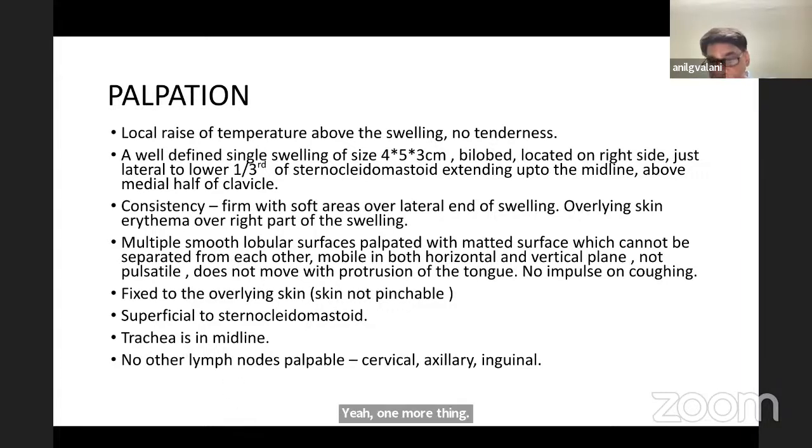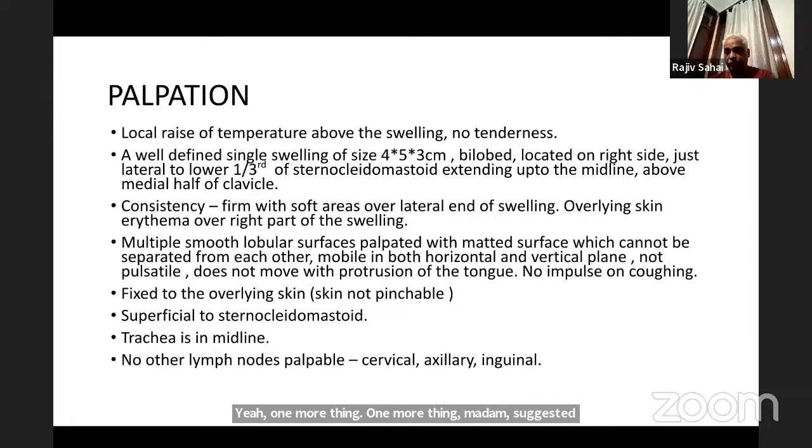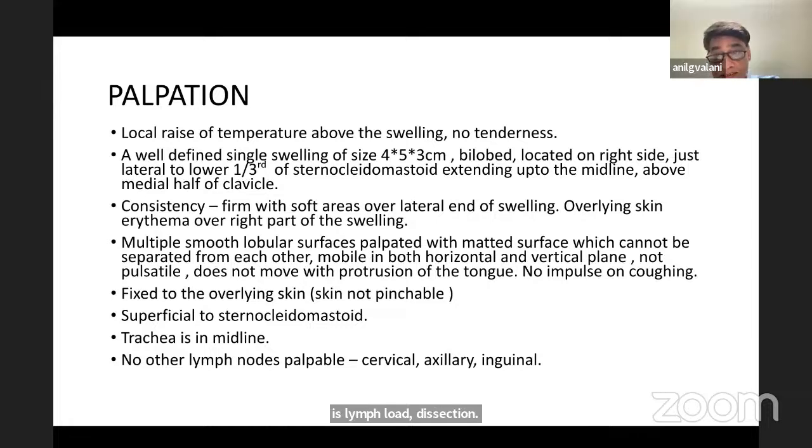See, one more thing, sir. Madam suggested lymph node dissection. In tuberculosis, there is a role for lymph node dissection. And in cancer also, there is a role for lymph node dissection. Now, can you tell me the difference of lymph node dissection in a patient who's got cancer versus a patient who's got tuberculosis? I think this is a standard MS level question. Did you understand my question?